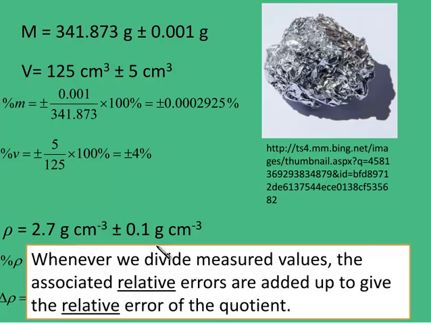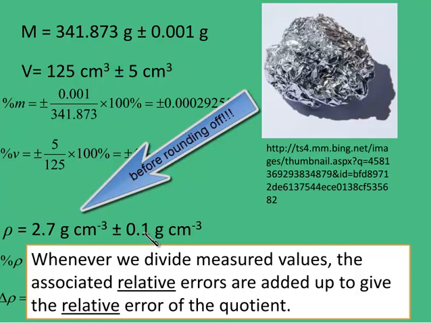So to summarize, whenever we divide measured values, the associated relative errors, and notice in cases like these you have to go and calculate those relative errors, are added up to give you the relative error in the quotient. So now, when you have this relative error, to get the absolute error, you have to use that relative error. For example, if it's expressed as a percent, you have to say, oh, so much percent of this nominal value, and then that gives you the absolute error, or the maximum possible error.